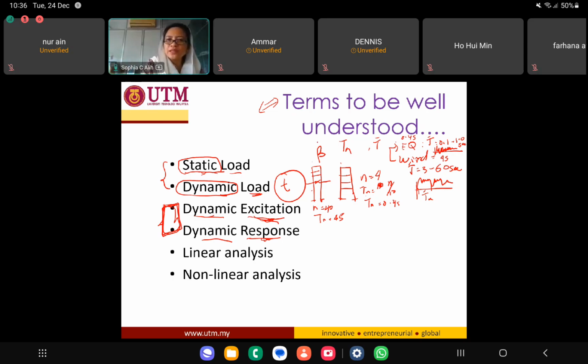So this beta is given as the ratio between the natural period of your structure and your excitation. So it is like this: beta factor is Tn over T prime.